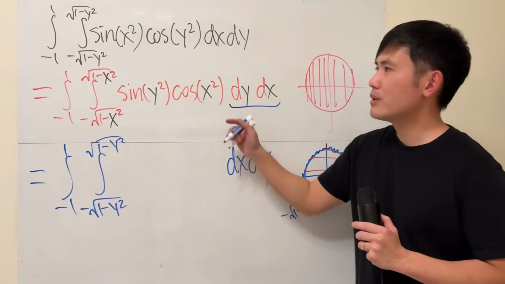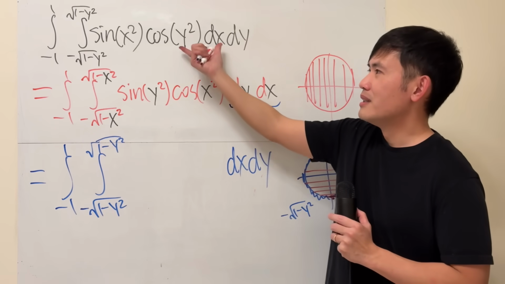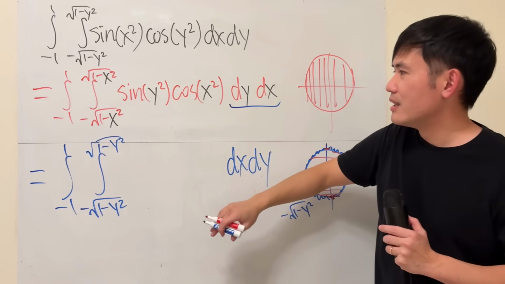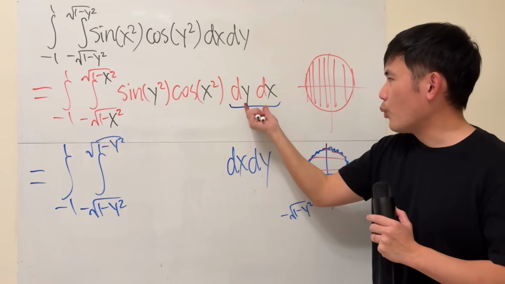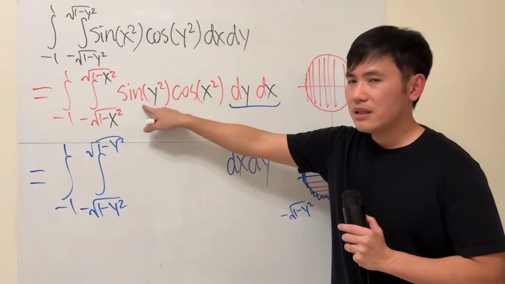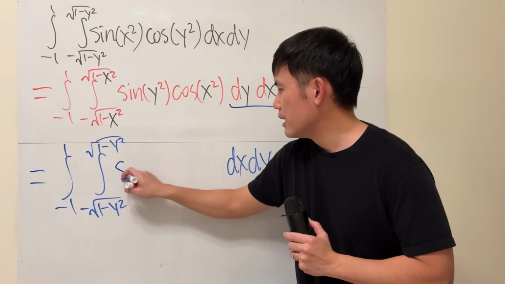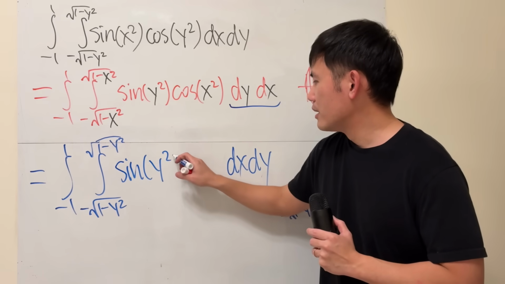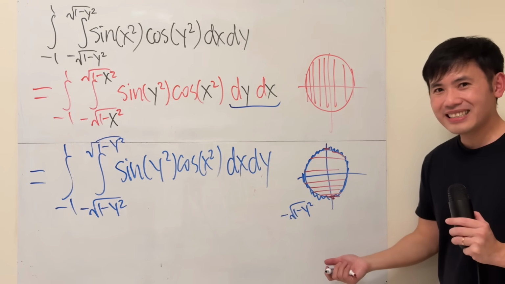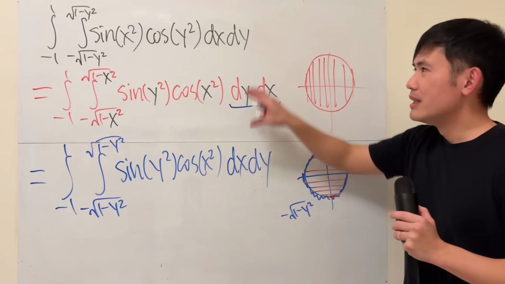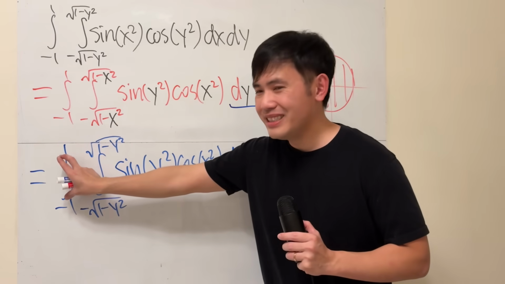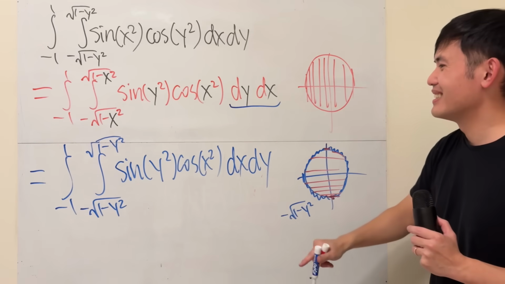Does this limit look familiar? Yes, they are the same as the original. But guess what though? Just forget about the original first. All I did was change the order of dy dx to dx dy. Alright? So that means the integral here stays the same. Sine of y squared times cosine of x squared. Yes! Just like that. Now, what I'm going to do is, this is my original integral, and I'm going to add it up with this integral here. Check this out.